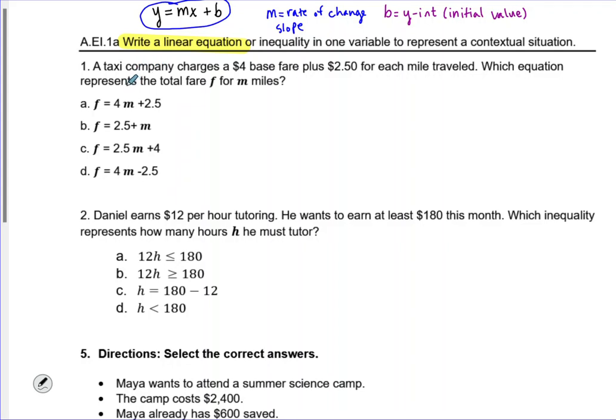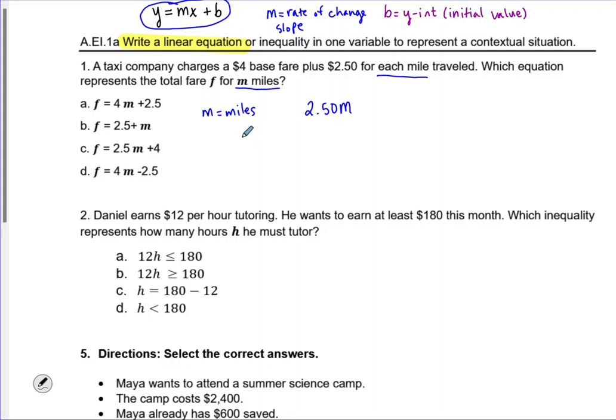Alright, here's the first one. It says a taxi company charges $4 base fare plus $2.50 for each mile traveled. Which equation represents the total fare F for m miles? So it's basically $2.50 per mile, meaning for every mile, so we're going to have to multiply that by the mile. I know here it says m, here is the slope, but since we're using m here for a different variable, m represents the miles.